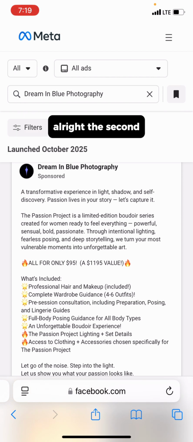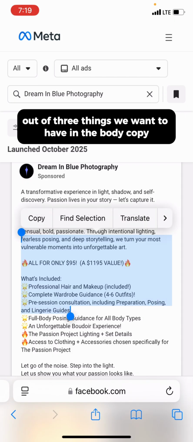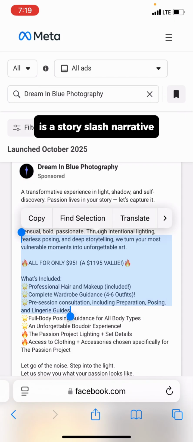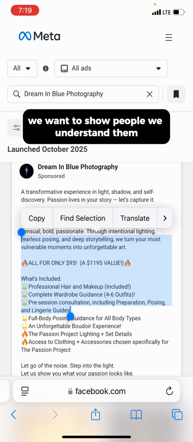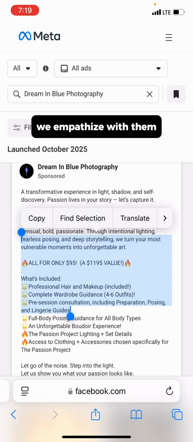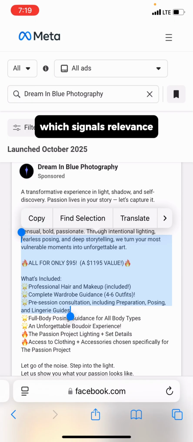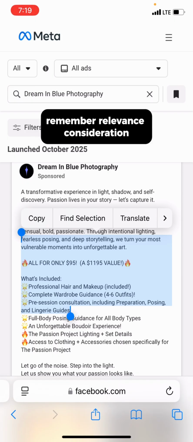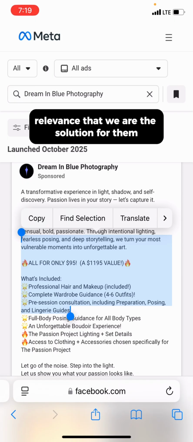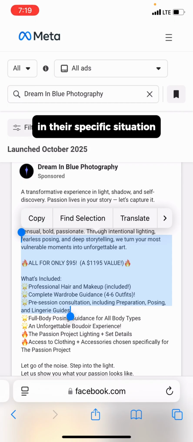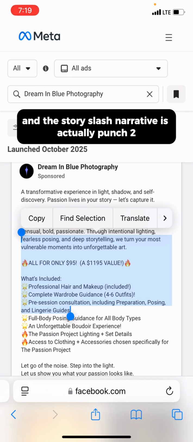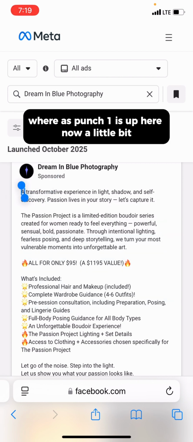All right, the second out of three things we want to have in the body copy is a story/narrative. We want to show people we understand them. We empathize with them. We know what's going on in their life. We see them. We know what the heck's going on, which signals relevance. Remember, relevance, consideration, purchase. Relevance that we are the solution for them in their specific situation. And the story/narrative is actually punch 2, whereas punch 1 is up here.